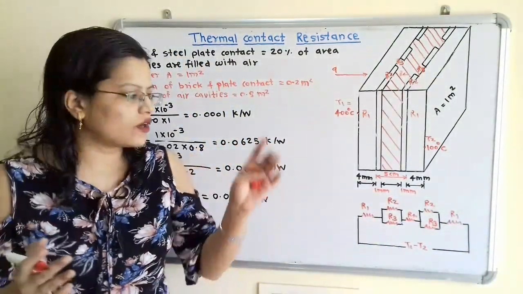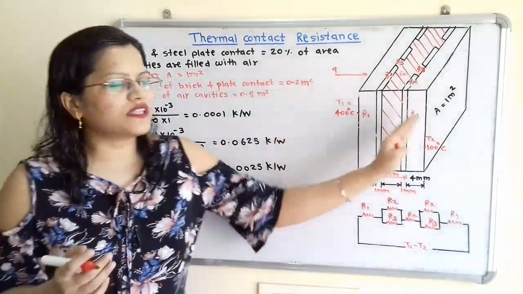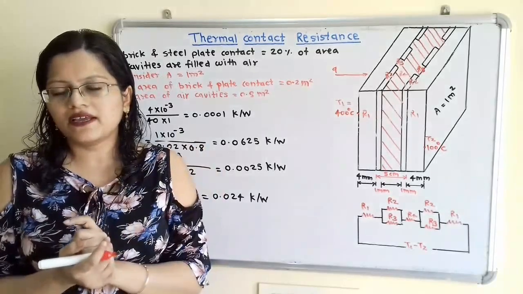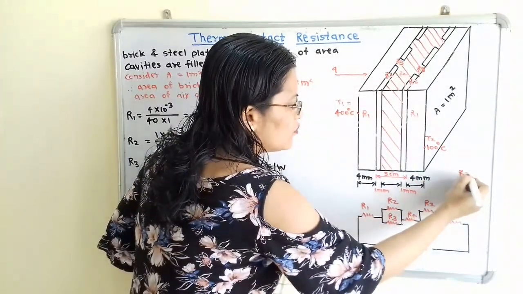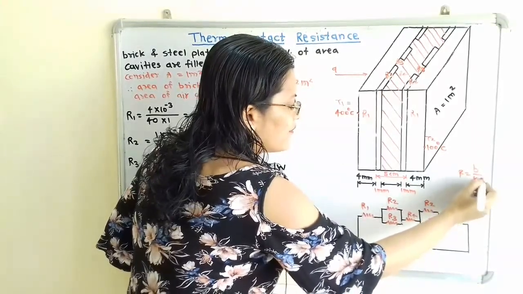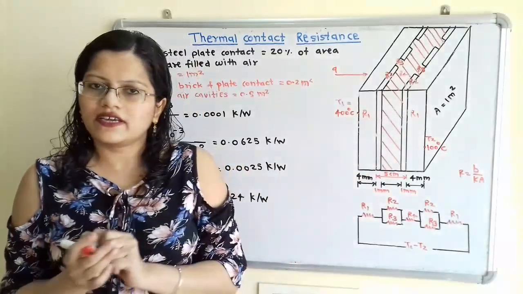Now we have to find out what R1, R2, R3 and R4 are. All this heat transfer process is taking place by conduction. So there is a formula, that is R is equal to B by KA, where B is the thickness, K is the thermal conductivity, and A is the area.